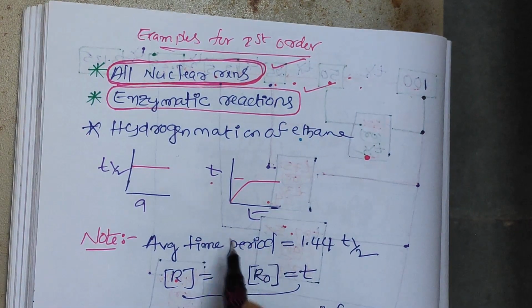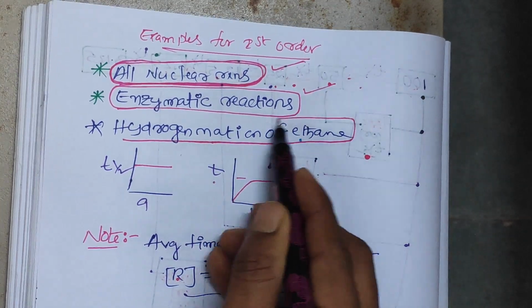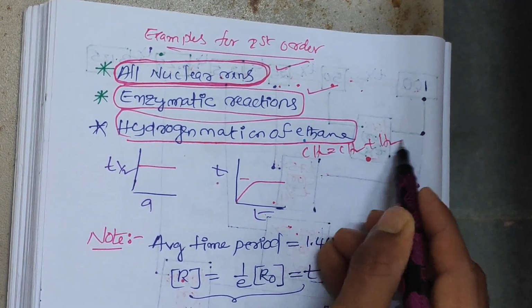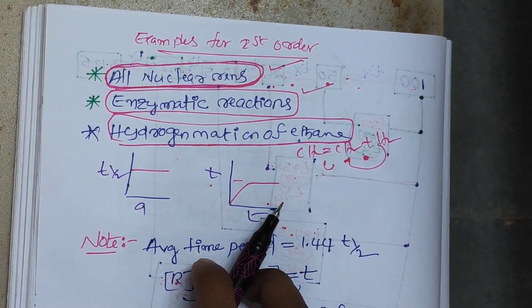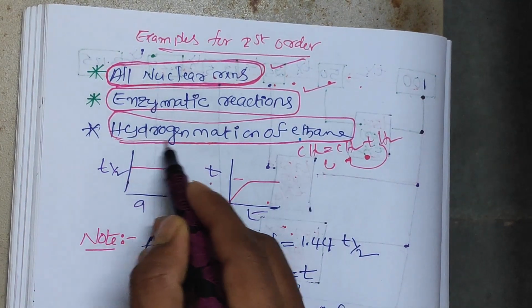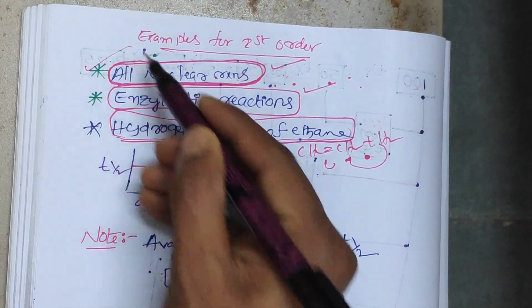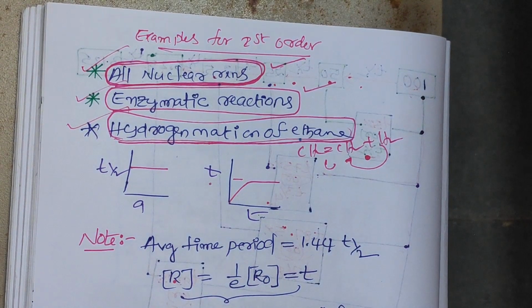You have to remember. So coming to hydrogenation of ethene. Suppose CH2=CH2 is there. If you add hydrogen to this, finally it changes into ethane. So this type of double bond cleavage into single bonds, all such reactions come under this. Hydrogenation of ethene comes under first order reaction. So you have to remember the order of reaction, which is very important. All nuclear reactions, enzymatic reactions and hydrogenation of ethene are very important for you.